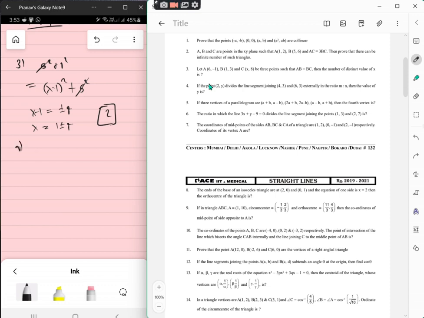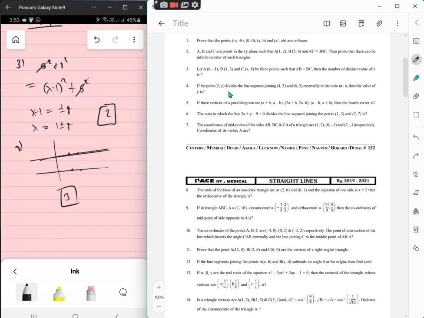Yeah. Okay, fourth. If the point, what is this point? (2, y) divides the line segment joining these 2 points internally in the ratio m is to n. And the value of y is. Let's try to graph this. Internally. So it should be on the line first of all. Wait, if it's on the line, then y must be 3, because if I try to graph this, it's just (4, 3), (6, 3), right? So this is the line, so it's y equal to 3. Then yeah, y is just 3, no doubt.